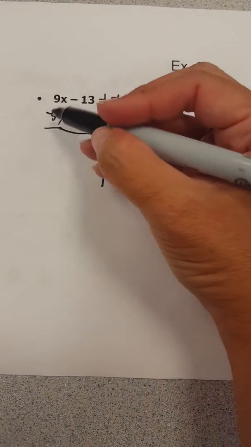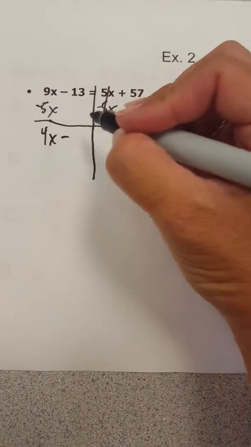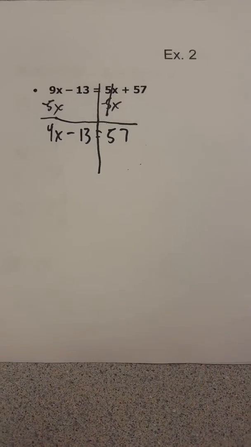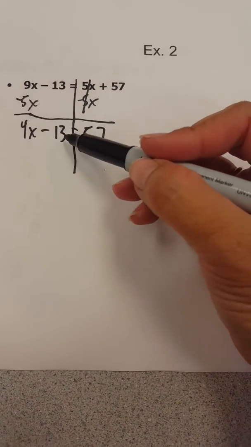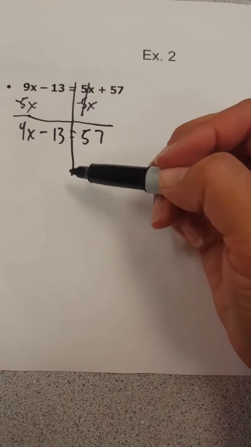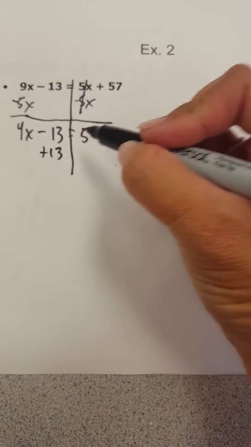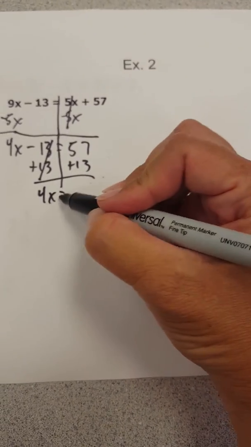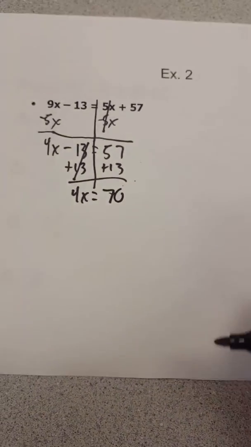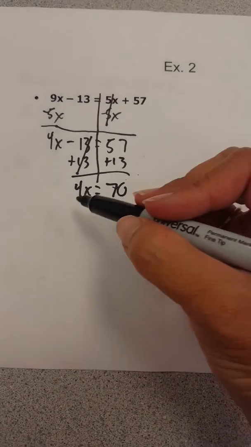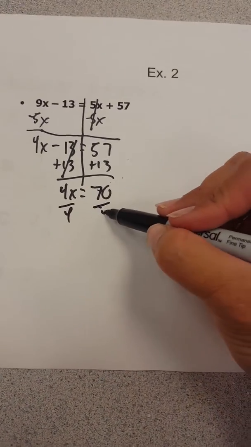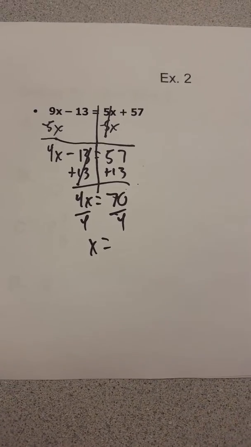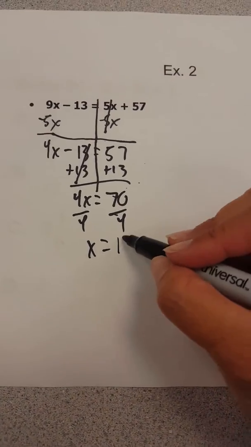So those would cancel out. 9 minus 5 would give us 4x. Then minus 13 equals 57. From there, remember you need to get rid of the number that is not attached to the variable. So we have a minus 13. So we want to add 13. So those cancel out. We get 4x equals 70. And the last thing, to get rid of the 4, we have to divide by 4. So x equals 17.5.